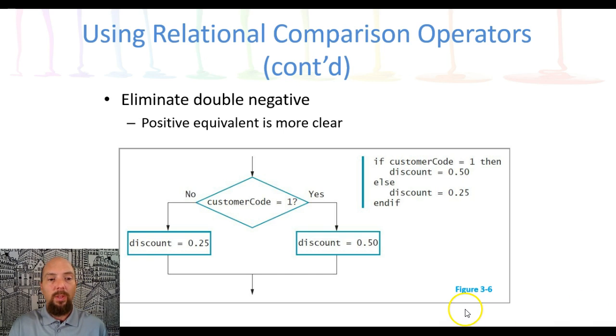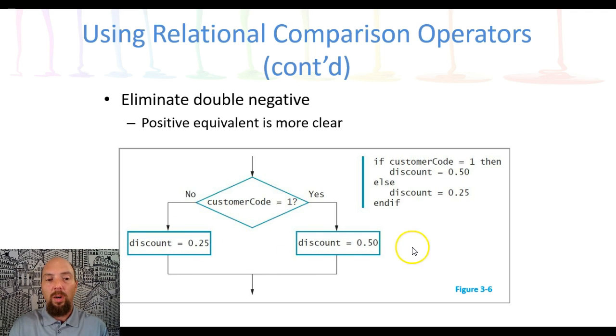Alright, so we want to get rid of double negatives. And what this means is that I want to try to evaluate for something to be true. Alright, so in this case we're looking at, is the customer code equal to 1? So now this is a little bit easier to see. So I can come in and say, is the customer code equal to 1? If it is, we give them a 50% discount. If it is not, then we give them a 25% discount.